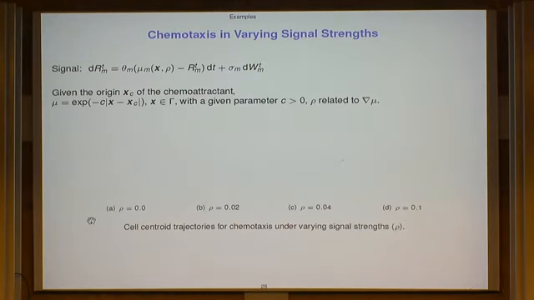So you can run simulations with this model. For example, here we have a signal whose form is given by this function mu. So we have a source of chemoattractant located at the point xc.